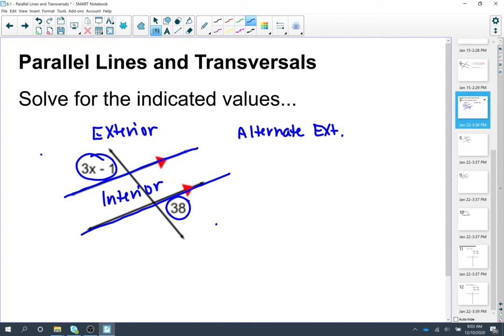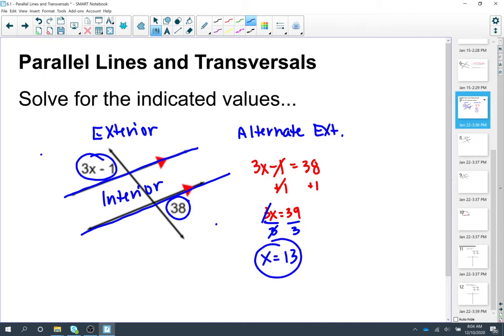Now, if you go look at your foldable or your notes, alternate exterior angles are congruent, meaning they have the same measure. So what we can do is take 3x minus 1 and set it equal to 38. Then we're going to solve that for x. So I'm going to add 1. That's going to get me 3x equals 39. And then I'm going to divide that by 3, which is going to give me x equals 13.